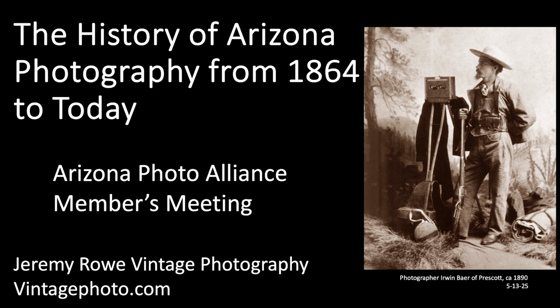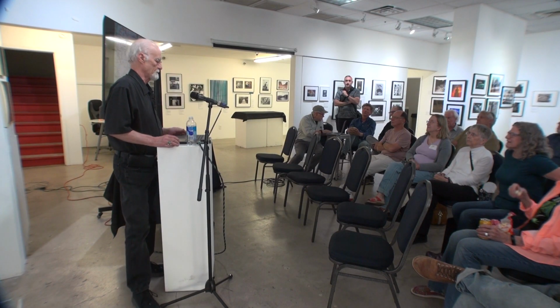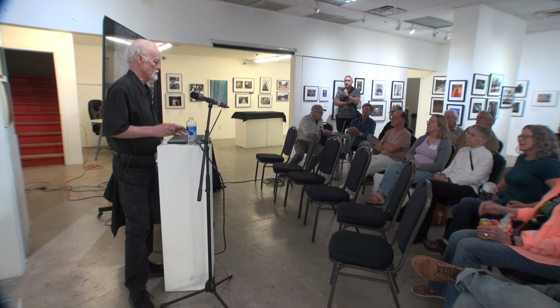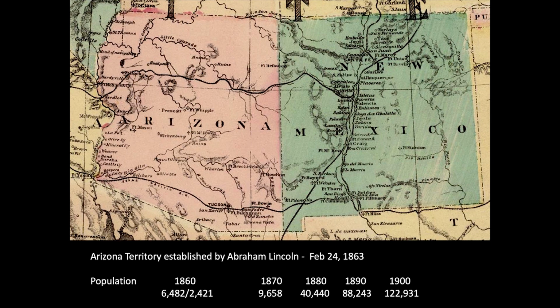Arizona was a territory until 1863, part of New Mexico territory. When it broke off, there were very, very few people here. The population in 1860 was 6,482, with 2,400 Anglos as opposed to native population. If you look at the numbers, it grew four times between 1870 and 1880, doubled again by 1890, and then a significant bump by 1900.